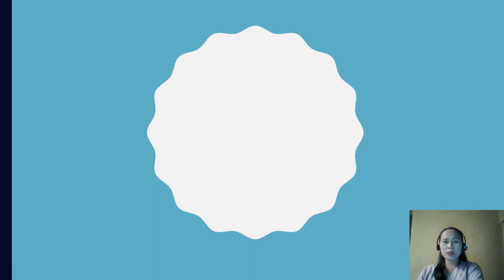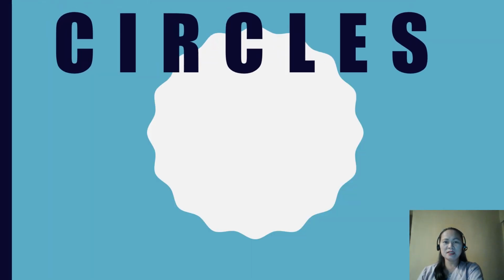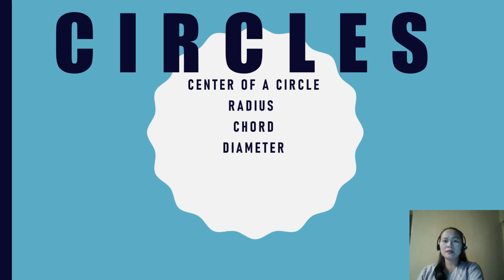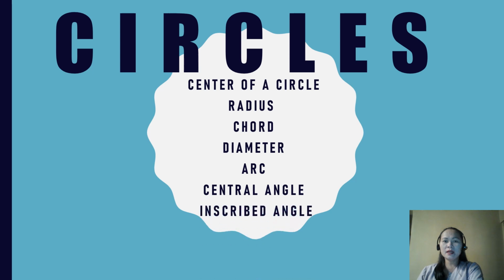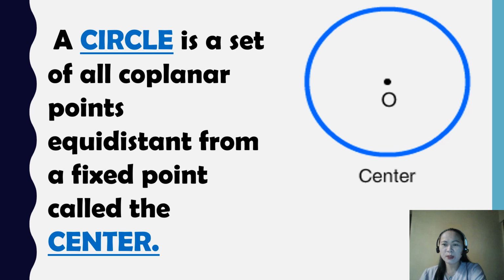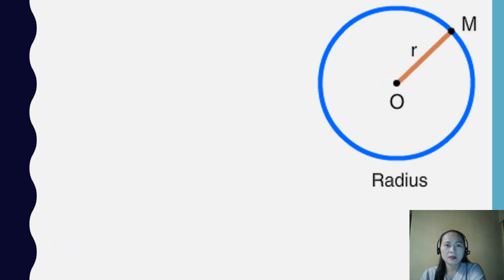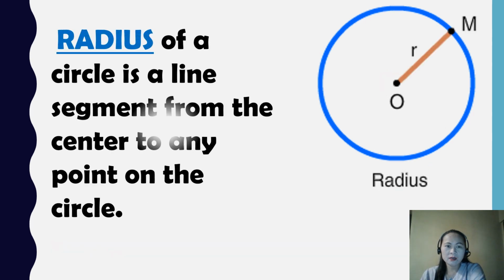Here are the concepts of circles that we need to discuss. First, center of a circle, radius, chord, diameter, arc, central angle, and inscribed angle. Now, what is a circle? A circle is a set of all coplanar points equidistant from a fixed point called the center. So in our illustration, point O is the center of the circle.